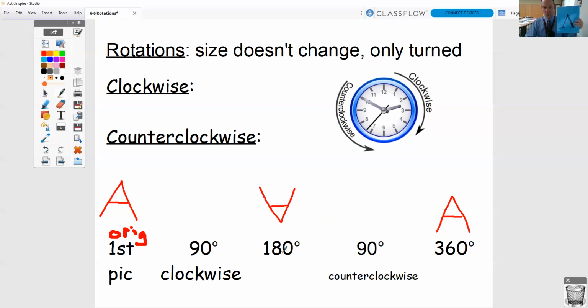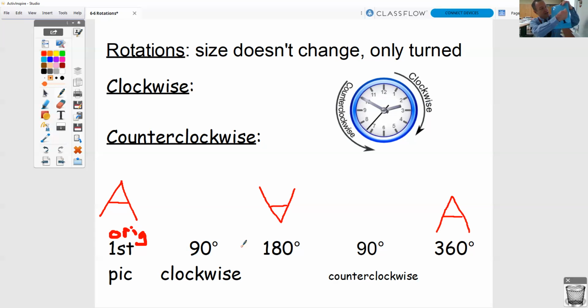Now, half of 180 is 90. So if a 180 is halfway around, that means a 90 is half of that. So it would be a quarter turn. Now, this is going to matter because it matters which way we turn it, whether we go clockwise or whether we go counterclockwise. So let's take a look at clockwise first.